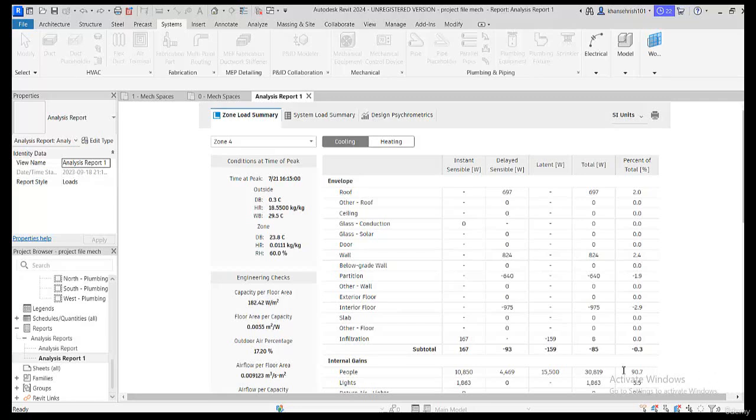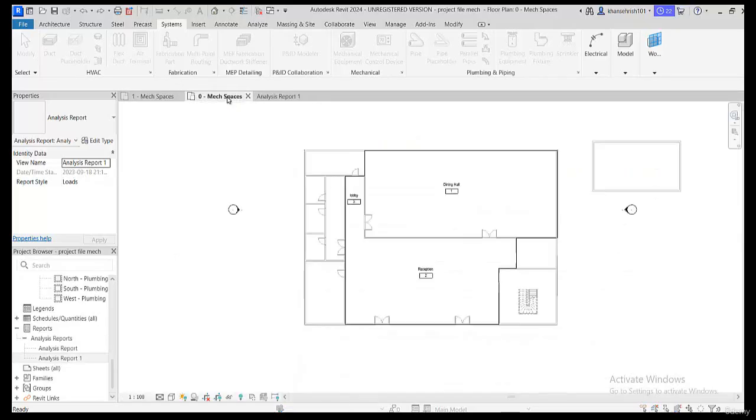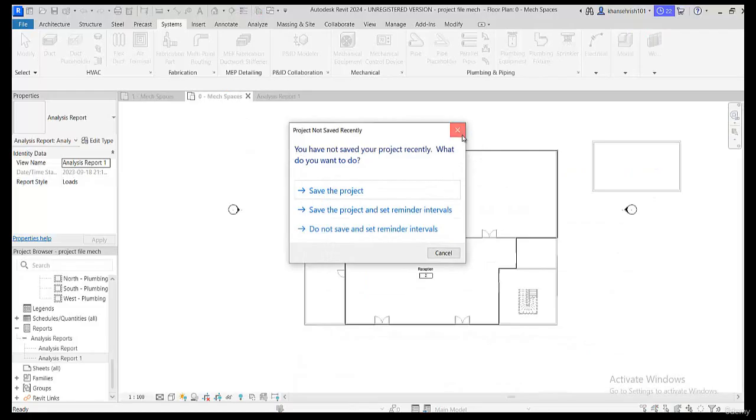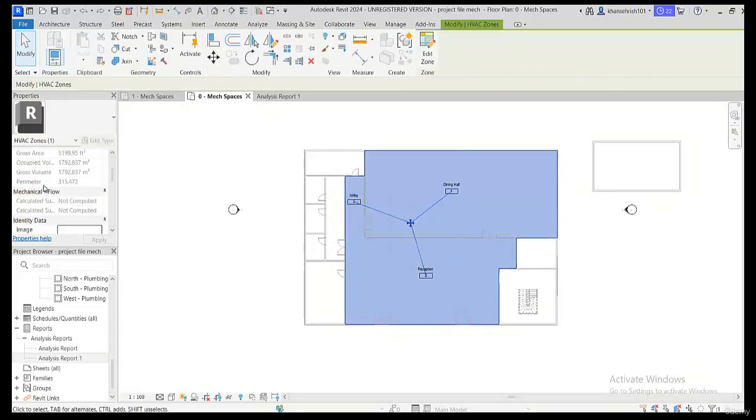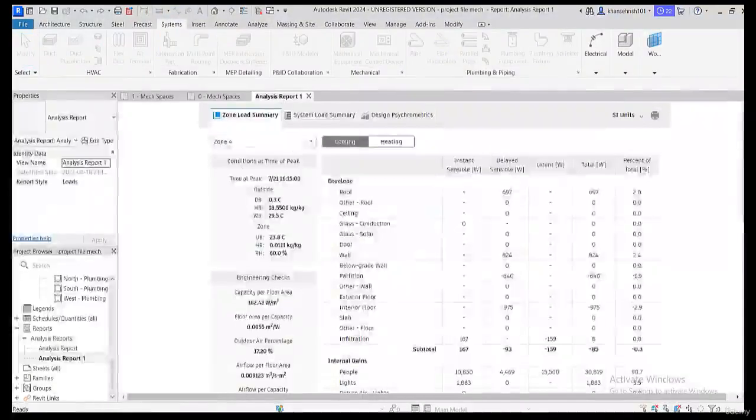In the previous video we analyzed the report and created the cooling load calculation. Now, as you know, we have 4 zones. The first zone is zone number 1, which is this one. So here you see this is zone number 1. Now first of all we will analyze the zone 1 report.